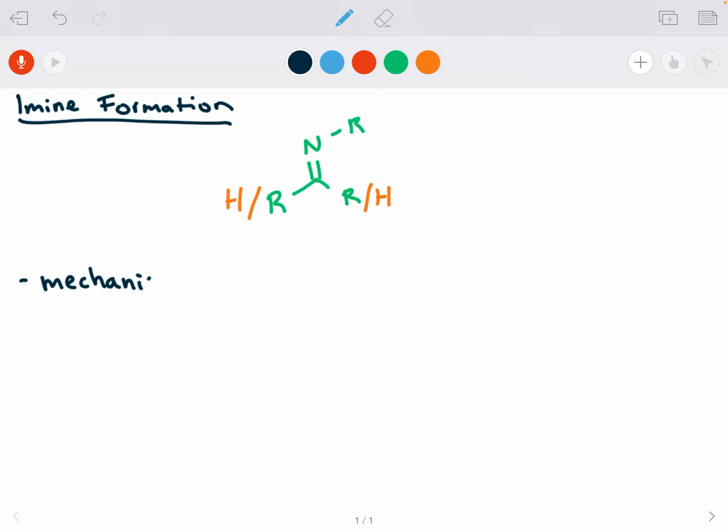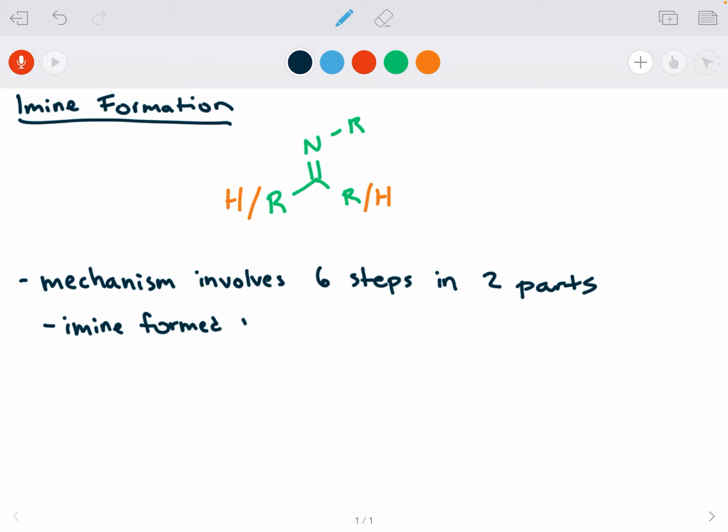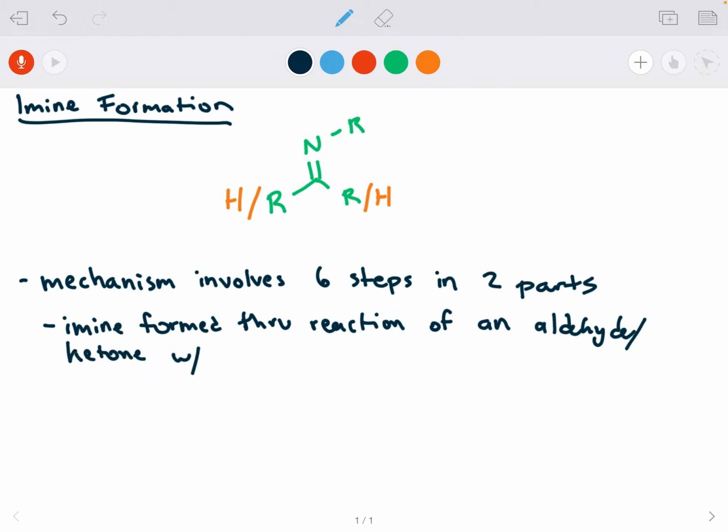So the mechanism involves 6 steps in 2 parts. And we form this imine through the reaction of an aldehyde or ketone with, and this is important, a primary amine.